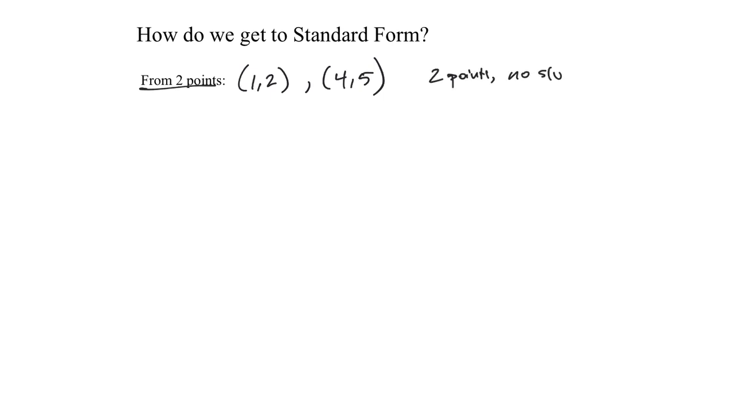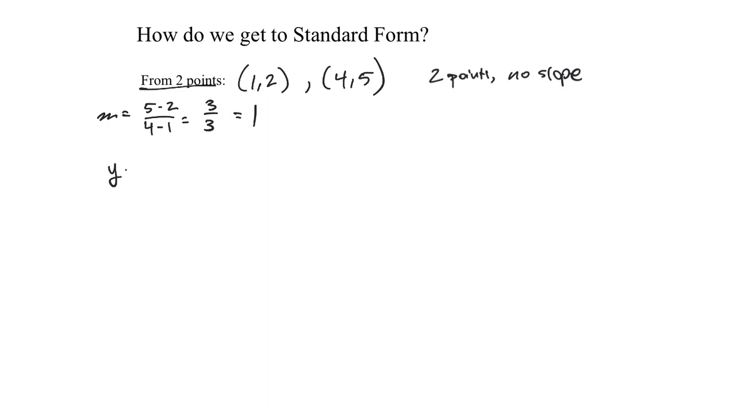No slope. So that tells me either slope-intercept form or point-slope form. If you're screaming at me to say point-slope form, you're right. I don't have the y-intercept, so first I need to find the slope. I get 5 minus 2 over 4 minus 1. That equals 3 over 3. Well, that's a happy coincidence. That's 1. I just picked these points at random.